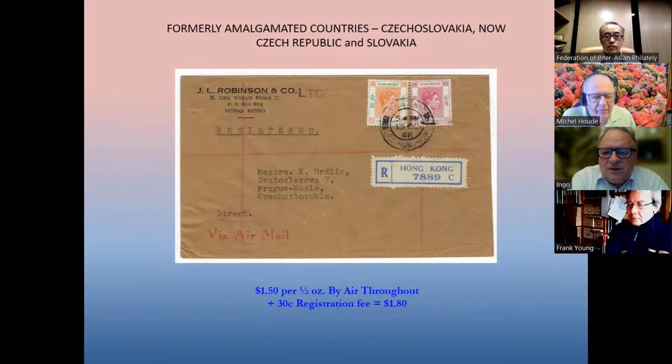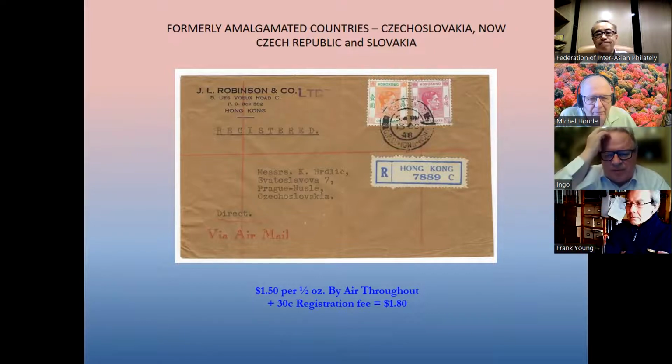In the 1990s, the two ethnic groups in the country decided, you know what, we don't want to be a country anymore, we're going to do our own thing. And so now it's the Czech Republic, otherwise known as Czechia, and Slovakia, which is its own country. So that's one way of designating that. Rate-wise, nothing exciting, $1.50 per half ounce by air throughout, and 30-cent registration.